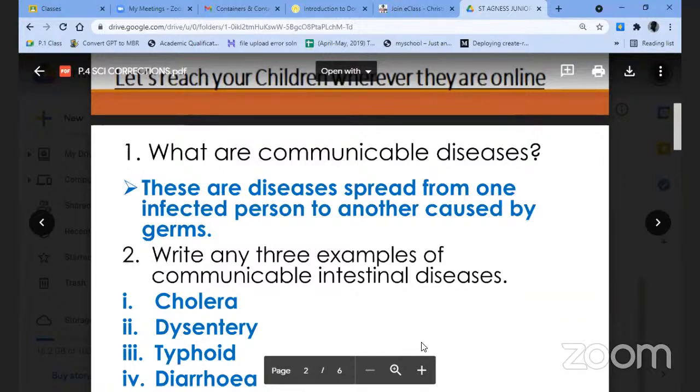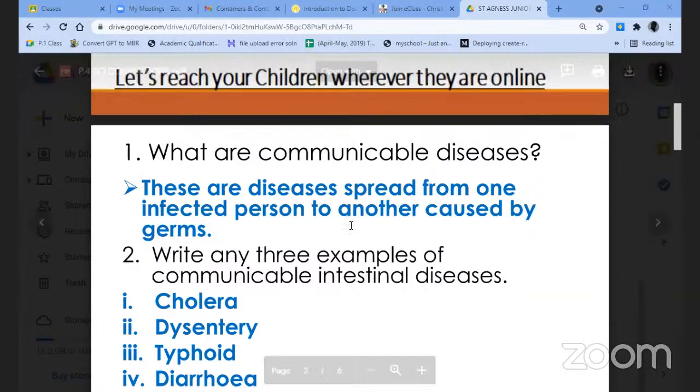Two, we have dysentery. When we talk about dysentery, you are supposed to know the meaning of dysentery. There's a difference between dysentery and diarrhea. Diarrhea is the passing out of watery stool many times. But dysentery is the frequent passing out of watery stool with blood stain.